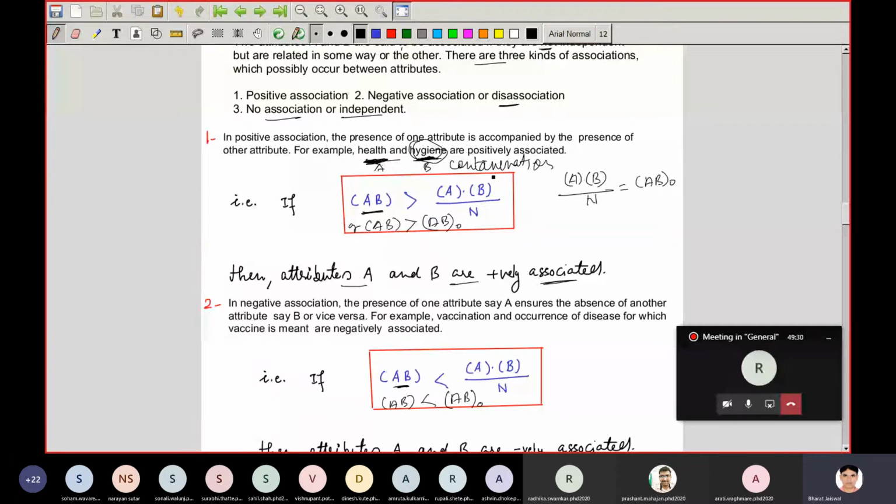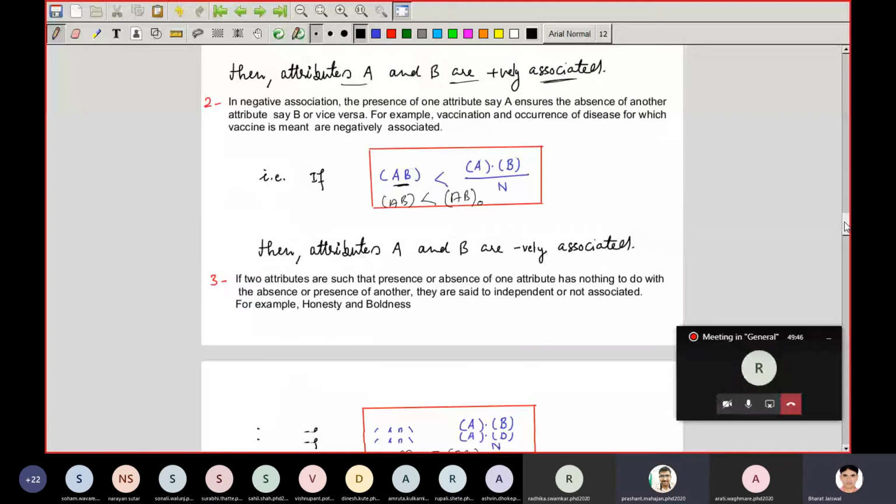So contamination is a quality or attribute; if it is there, then how can you expect your health to be good? It means they are negatively correlated. Getting what I want to say? Yes, yes, sir. Okay.